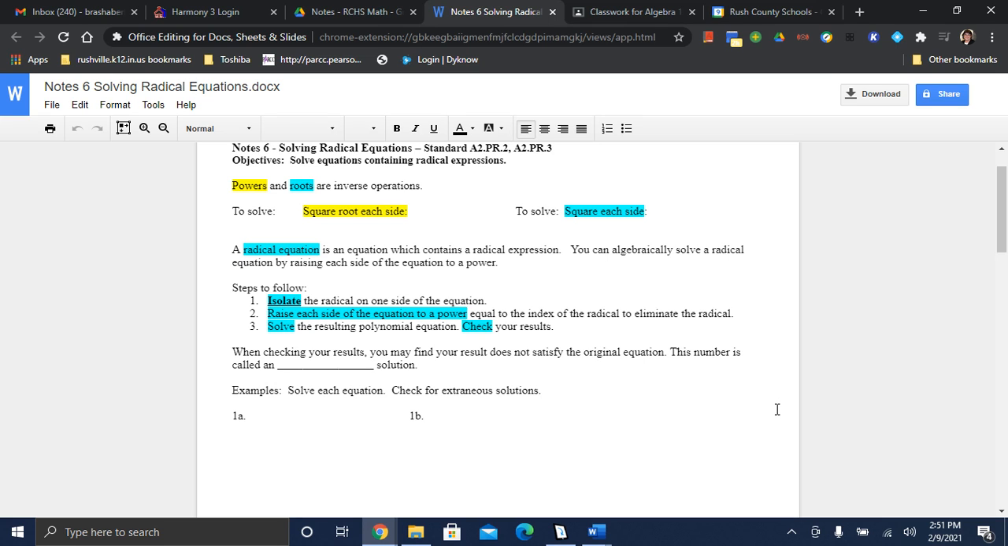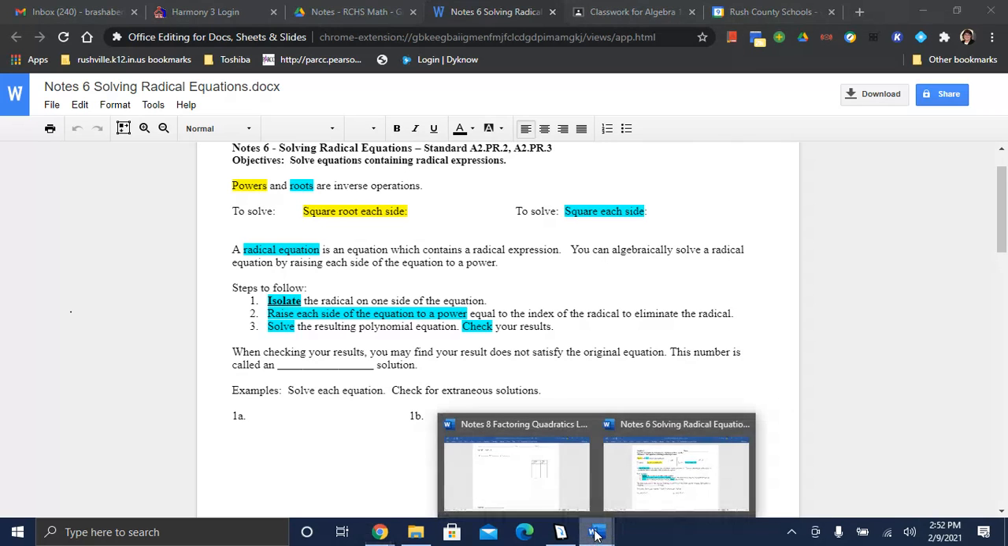Hello, students. Welcome back. We are going to work on solving radical equations today. So those are going to be equations that have roots in them, square roots or third roots. I tried to, here at the beginning, give you an idea of the different types of equations.